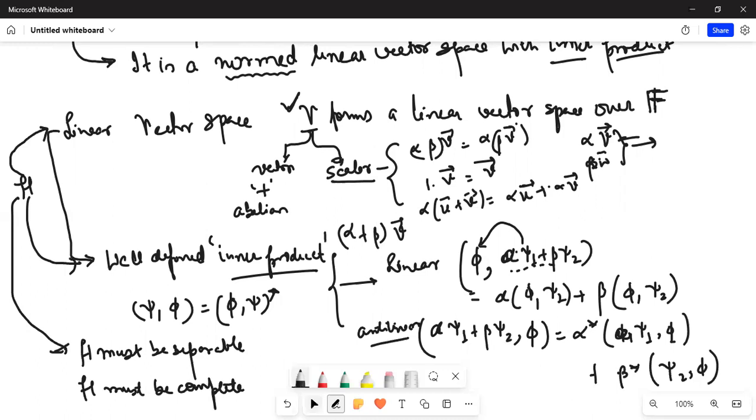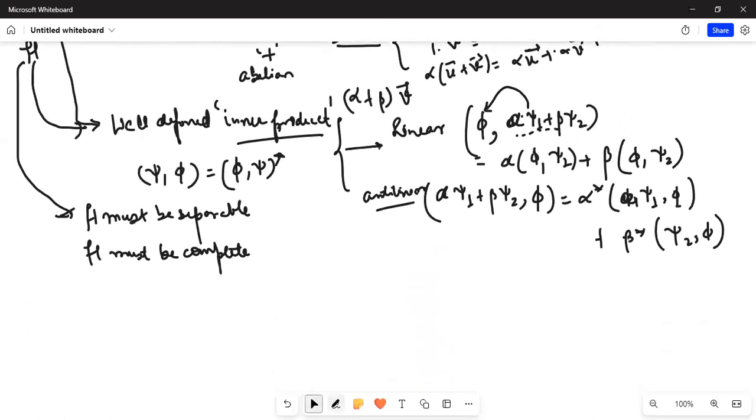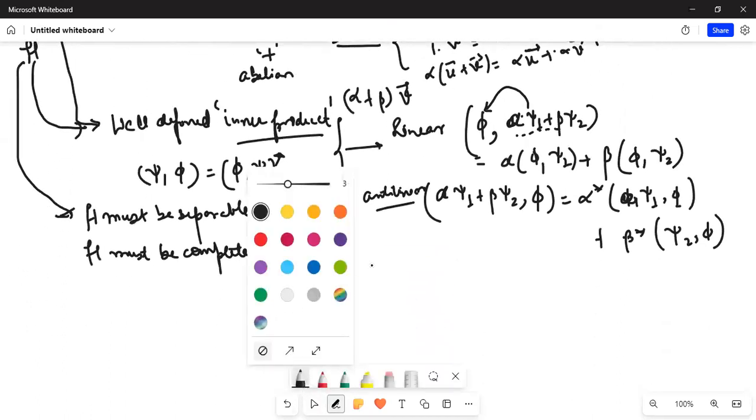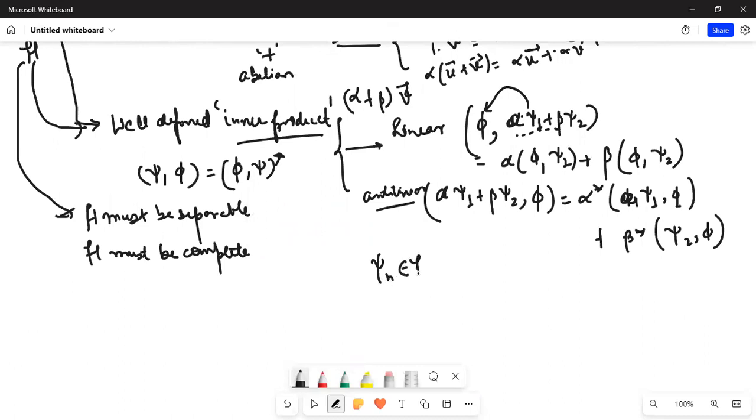And another important property was that H must be complete. What do I mean when I say complete? It means that if I take any Cauchy sequence psi n, where psi n belongs to this Hilbert space H, then it should converge to some element of H only. This Cauchy sequence must converge to some element in the Hilbert space itself. Okay.